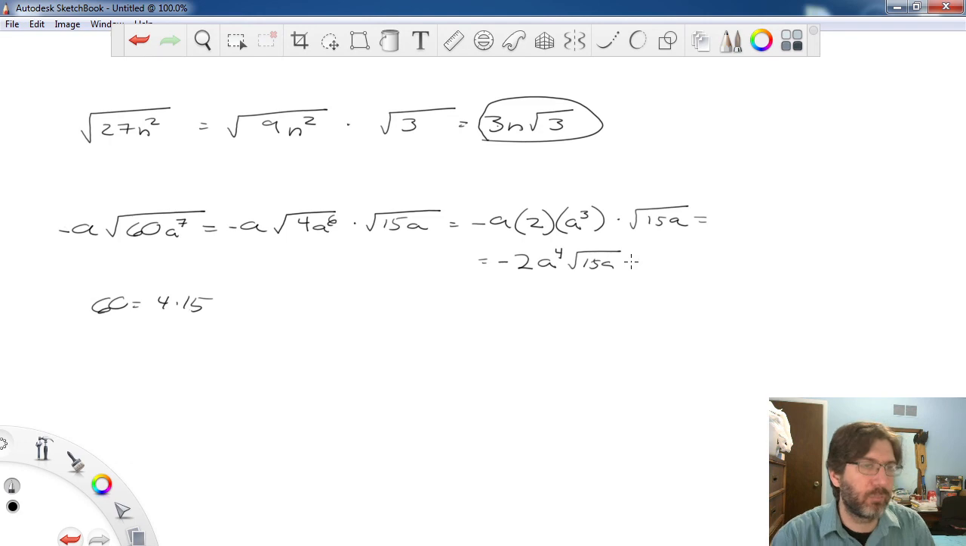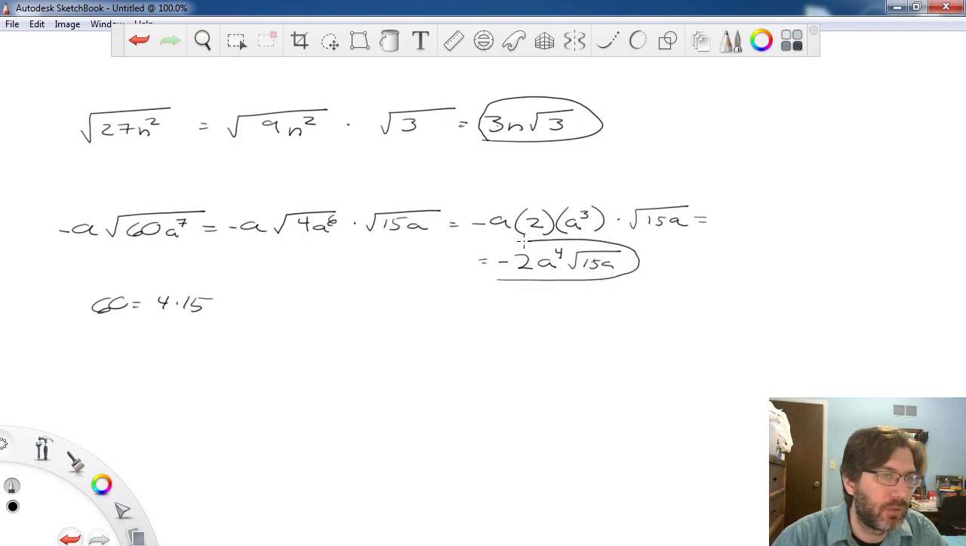Over here, then you're going to take a minute to see if you can reduce 15a at all. I don't think there's any perfect squares that go into 15. It is not divisible by 4. It is not divisible by 9. And the next perfect square would be 25, and that's too high. So this here would be your answer.